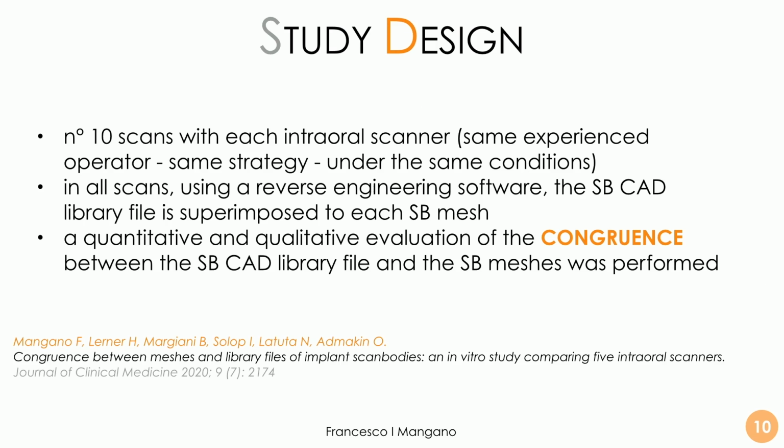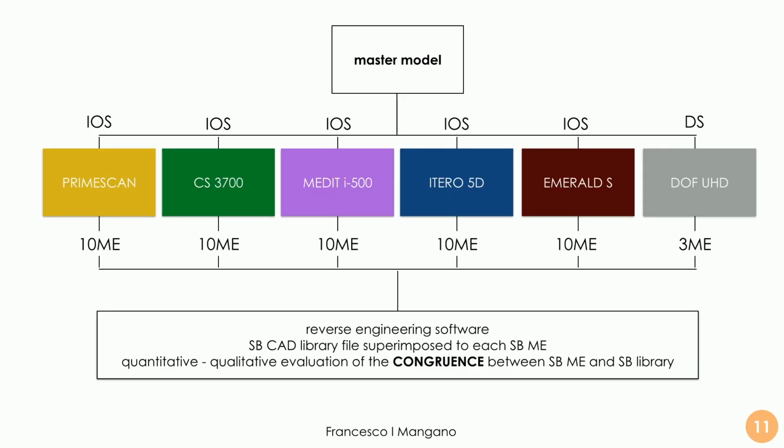In all scans, using reverse engineering software, we have replaced the scan body library file onto the scan body mesh. We have superimposed it. That is the step before replacement. And before replacing it, we evaluated the quantitative and qualitative congruence between the two parts, the mesh and the library. So the master model, as I told you, 10 meshes per each one of the intraoral scanners, 3 meshes for the desktop scanner, because we also wanted to investigate a little bit the behavior of the desktop scanner, which may be different from that of the intraoral scanners, because of course there are different acquisition strategies, obviously.